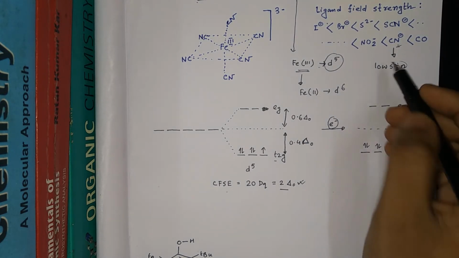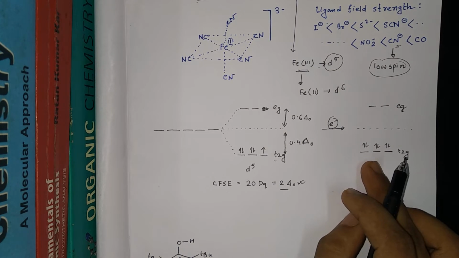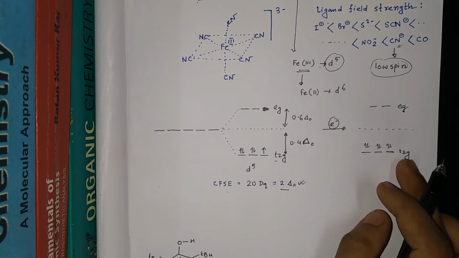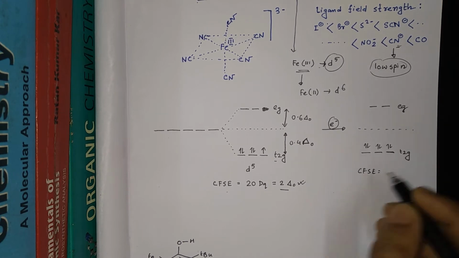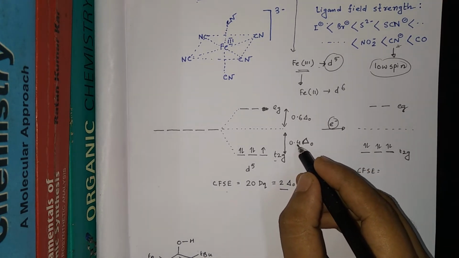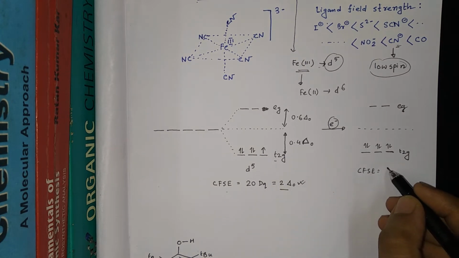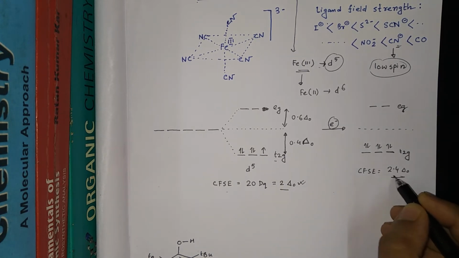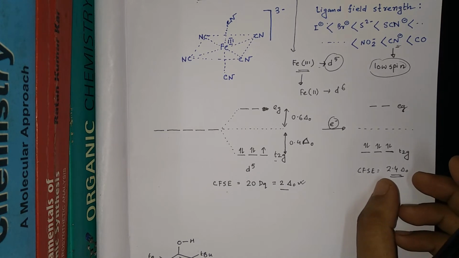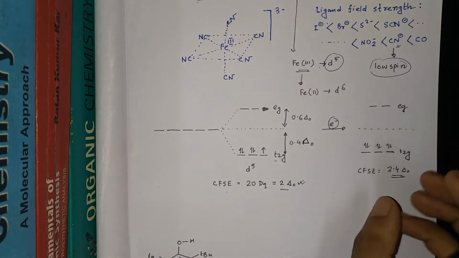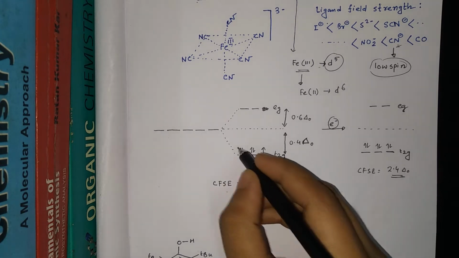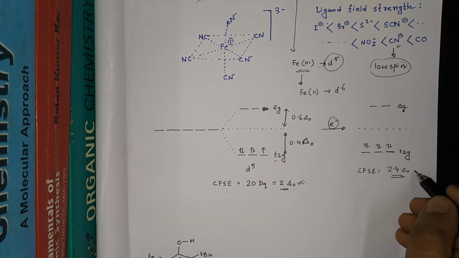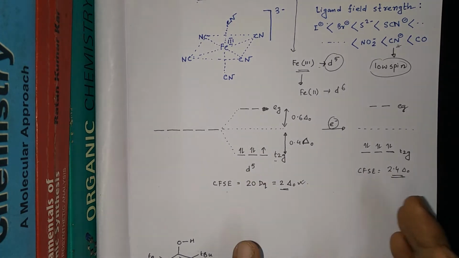Low spin d6 means all the 6 electrons will be in the t2g. So in that case the CFSE will be 6 into 0.4, that is 2.4 delta 0. So the CFSE will increase, and that is the highest CFSE that can be gained in this electronic configuration. This is not exactly the CFSE, actually the pairing energy we can reduce from this, but I am talking from a comparison point of view.